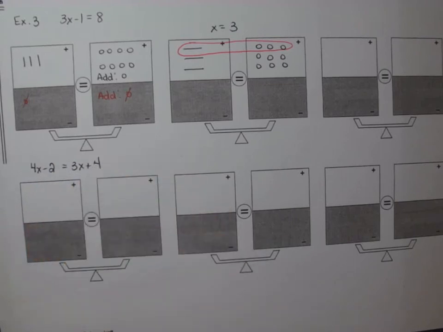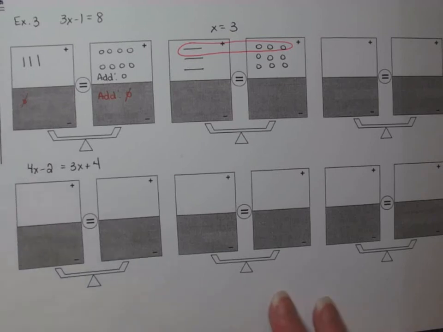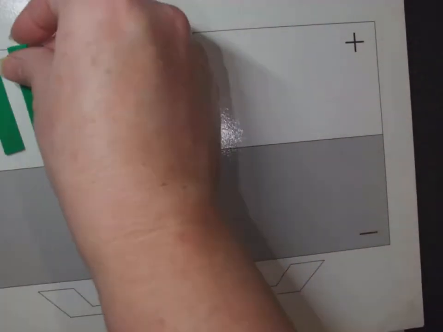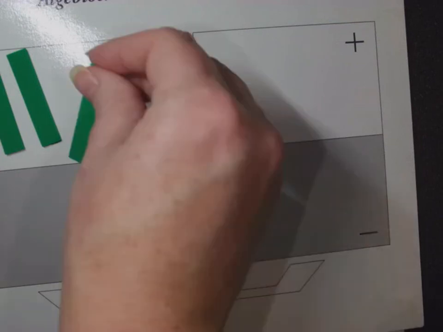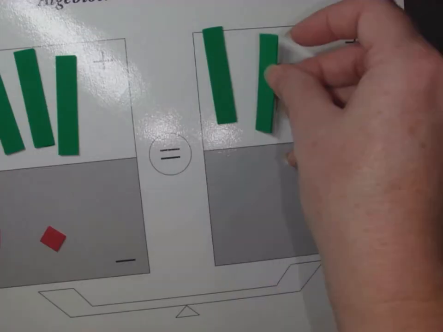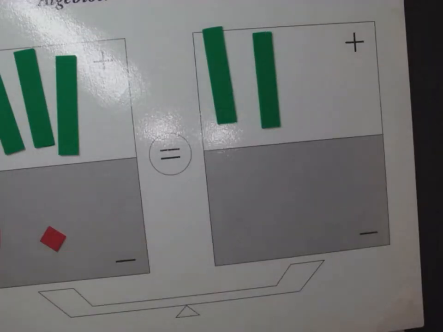So 4x minus 2 equals 3x plus 4. So that's got a little bit more going on with it, right? So 4x minus 2. So that's going to look like so. 4x minus 2, and then equals 3x plus 4.